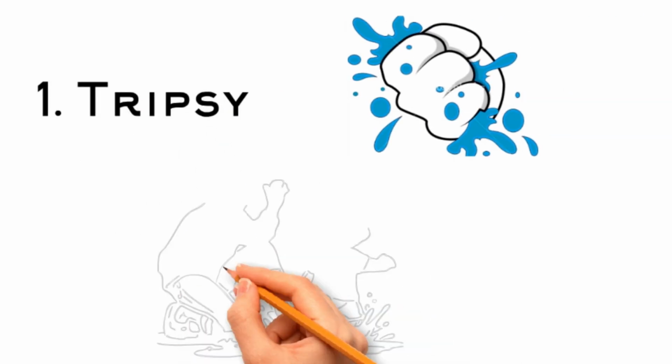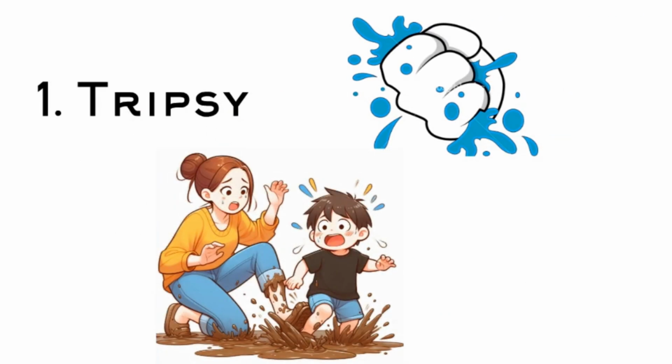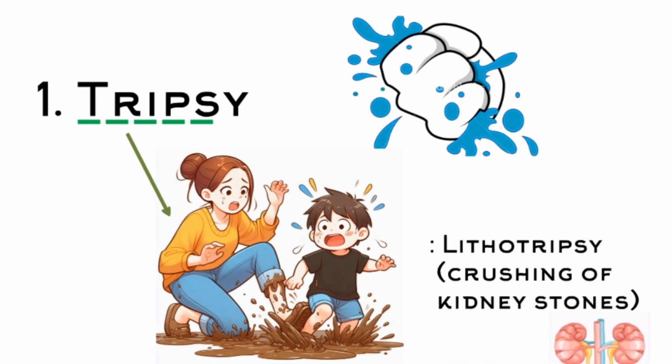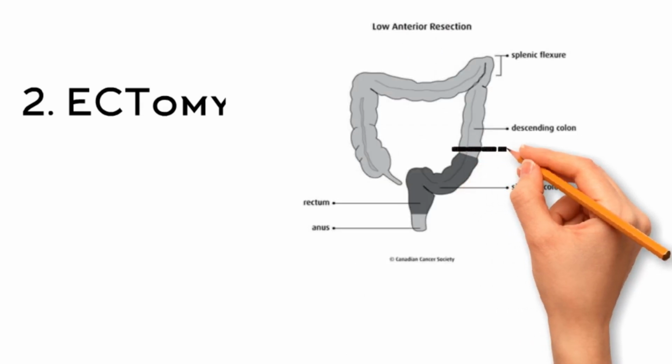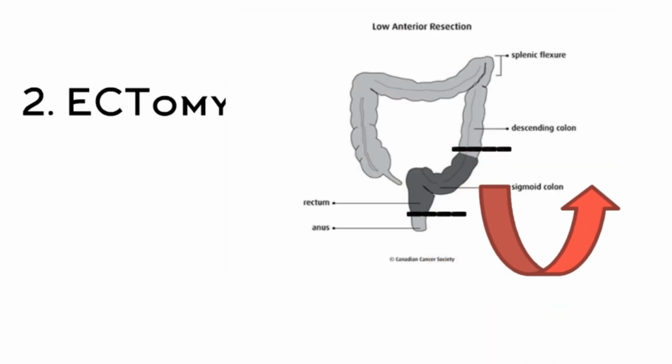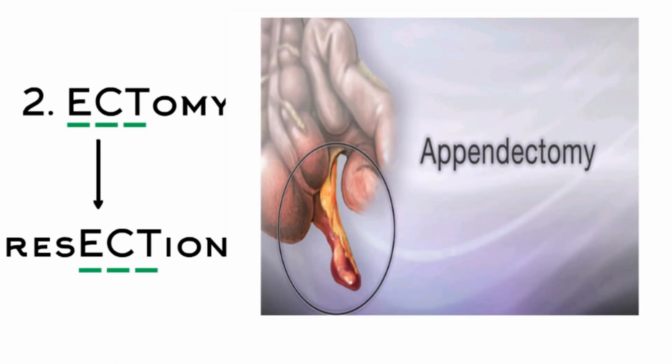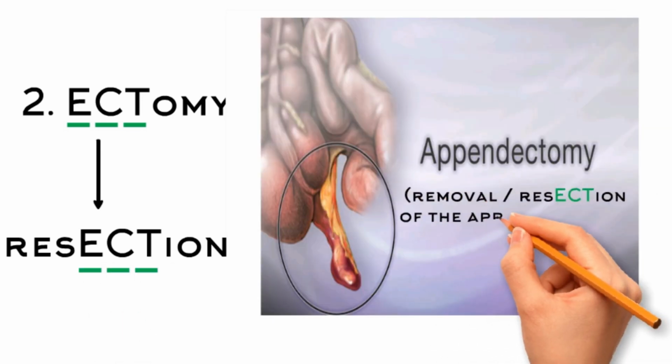Tripsy. This means crushing or breaking down. We can remember this by thinking, the mother tripped and crushed her child's mud project. Tripped for tripsy. Example, lithotripsy, crushing of kidney stones. 2. Ectomy. This is the surgical removal or resection of a body part. Remember this by thinking, the ECT in ectomy for ECT in resection. Example, appendectomy, removal or resection of the appendix.